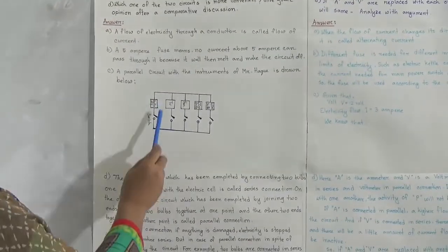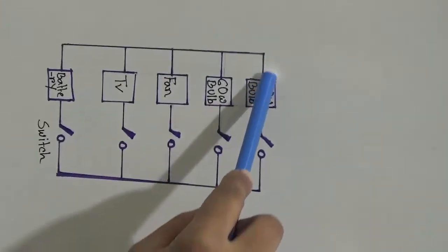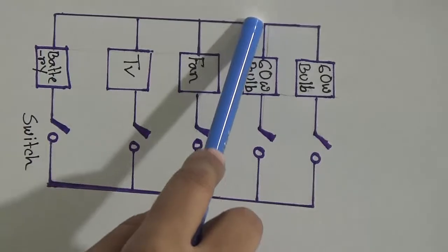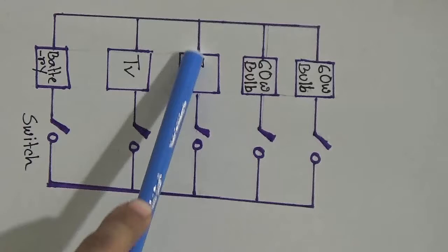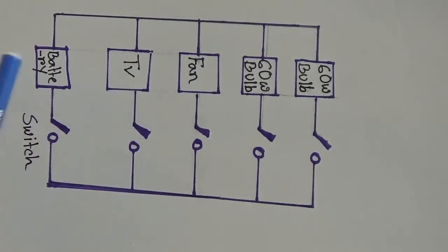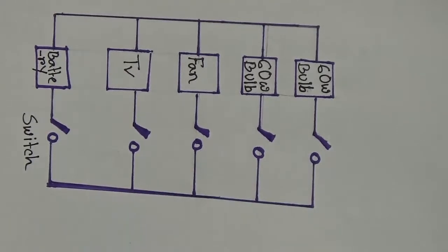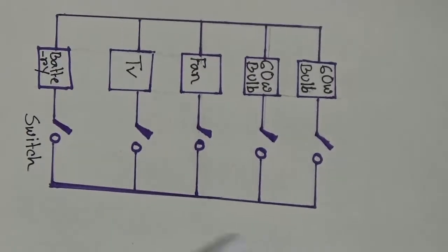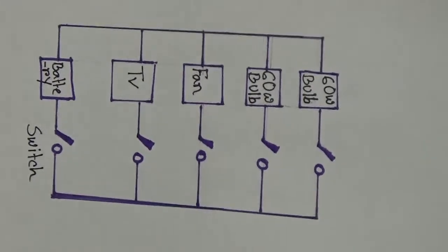See, here I have drawn a circuit, that is a parallel circuit. There is one 60 watt bulb, then in parallel there is another 60 watt bulb, in parallel there is one fan, the next one is TV and the last one is the battery. Then all have the switch in parallel. This is called a parallel circuit and I have drawn it for you. Here you have to follow this figure for C. Now come to the next question.